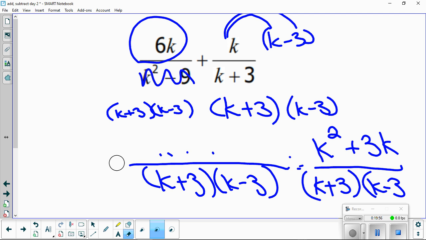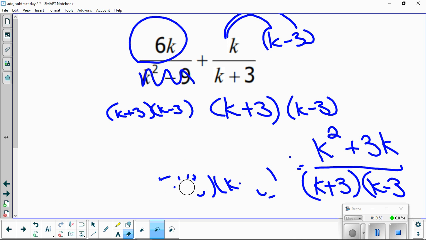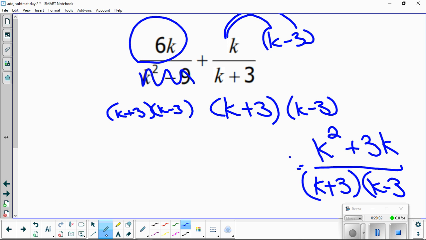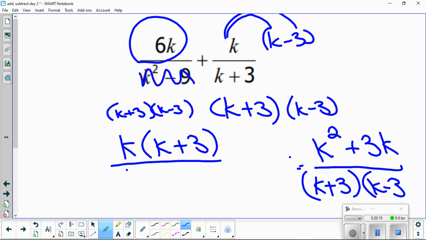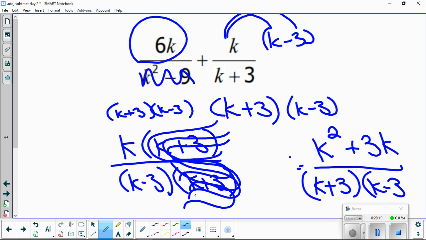I'm going to take a K out of the top because, please God in heaven, let there be some canceling. So I'm going to take that K out. Oh, thank God. There's nothing worse than doing all this work and nothing cancels. I would throw my paper. K over K minus 3.